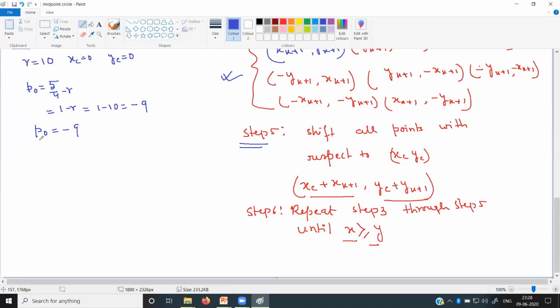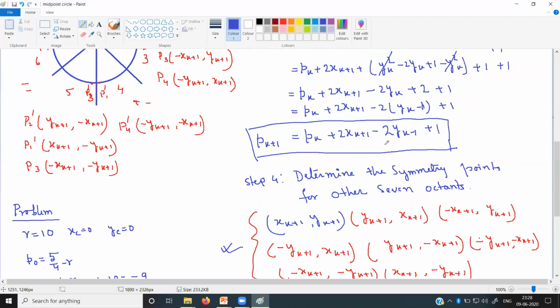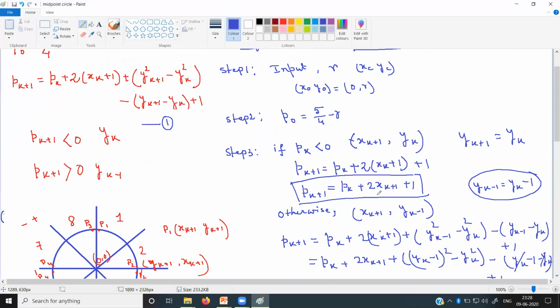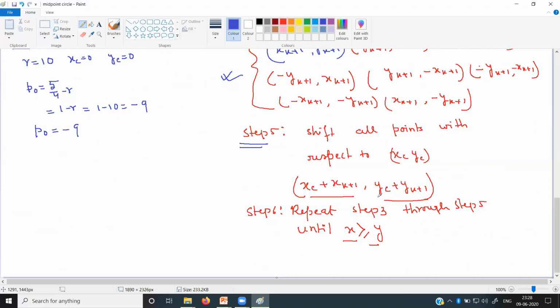You can do so. Now if you observe this equation, there are 2x and 2y terms. So we will always compute 2x0, which is 0. We will also compute 2y0, which is also... sorry, not 0.